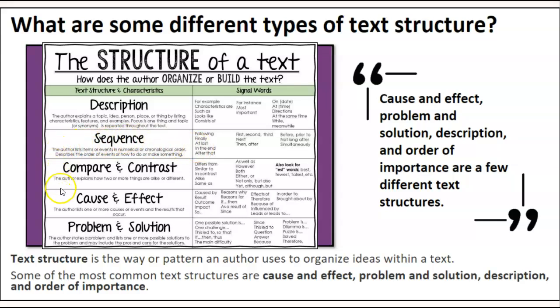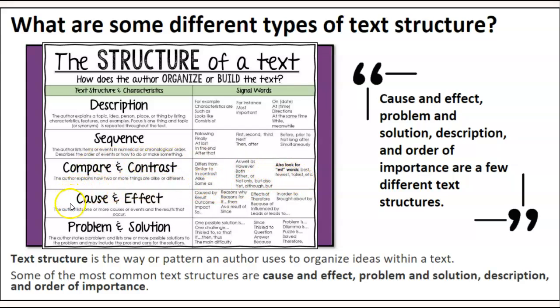Then you have compare contrast. This is where the author explains two or more things and how they are alike or different. So you would see the words differs from, similar to, in contrast, alike, same as, however, either, okay? Also look for EST words, best, fewest, tallest, okay?